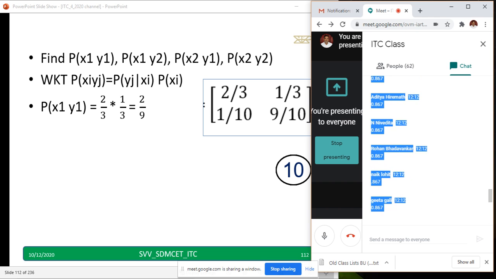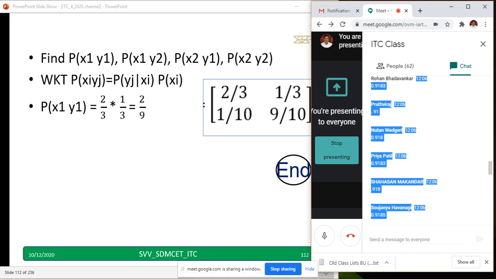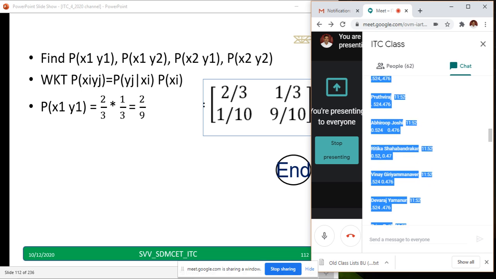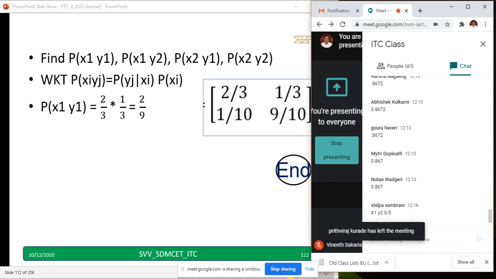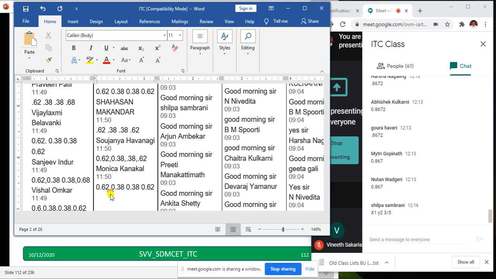I'll wait for another 10 to 15 seconds. You people can do it, all up to x2 y2. Let me copy the content of the chat to my MS Word file. It's not selecting fast. Okay, let me see the chat box now. Somebody has typed, I think, an answer: x1 y2 is 3 by 5. I'll show you the answer also.